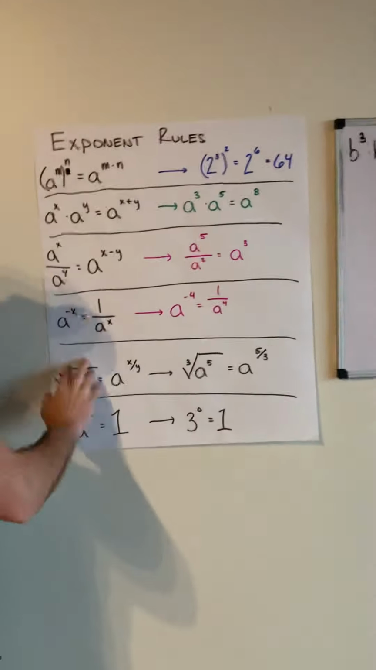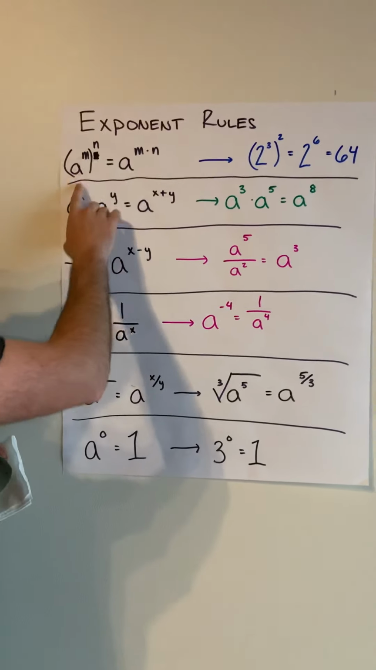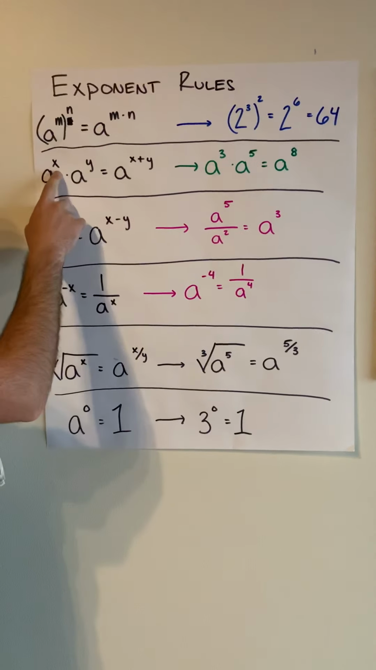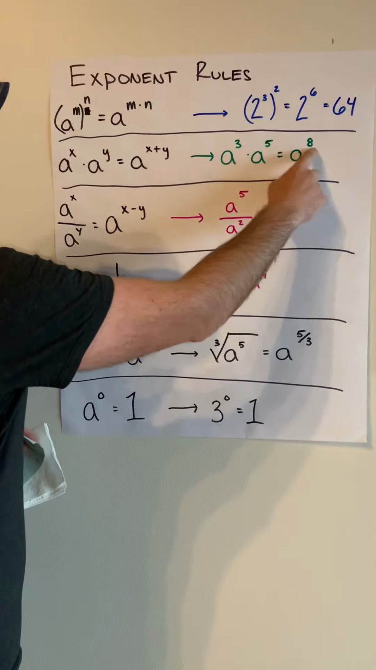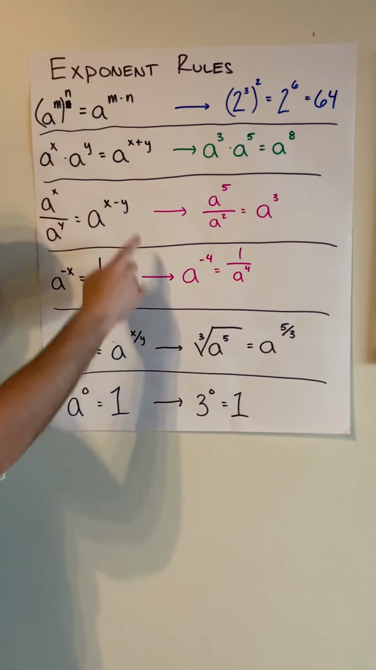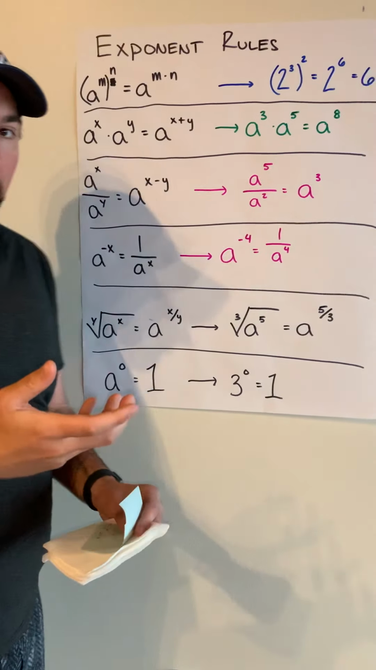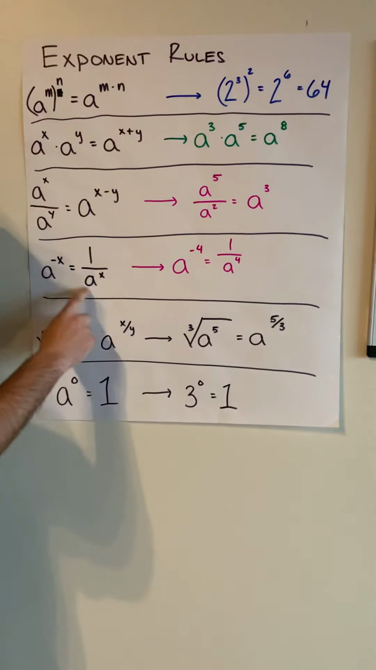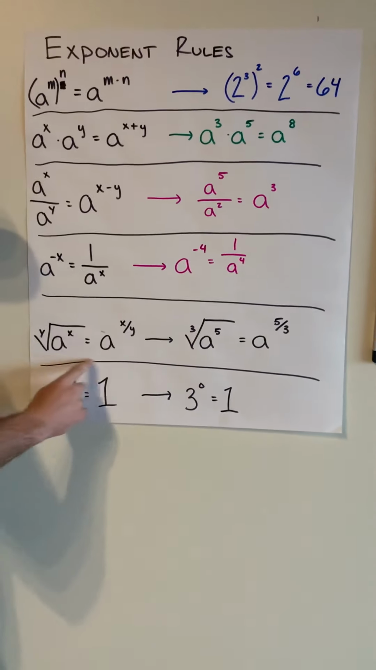This is just a reminder of our exponent rules. A power to a power, a to the m to the n. That's multiplication. If you have a to the x times a to the y, you add these together. If you're dividing, you need to subtract. If you have something to a negative power, this is something new that you guys have been messing with a little bit. If it's to a negative power, it actually just goes on the bottom of a fraction. This is what we're going to be working with today.